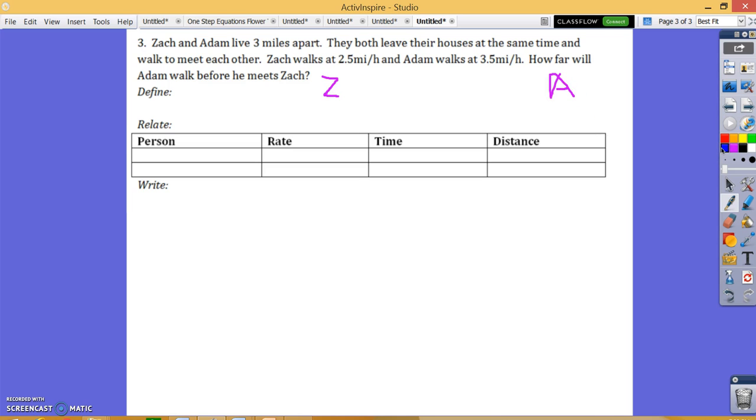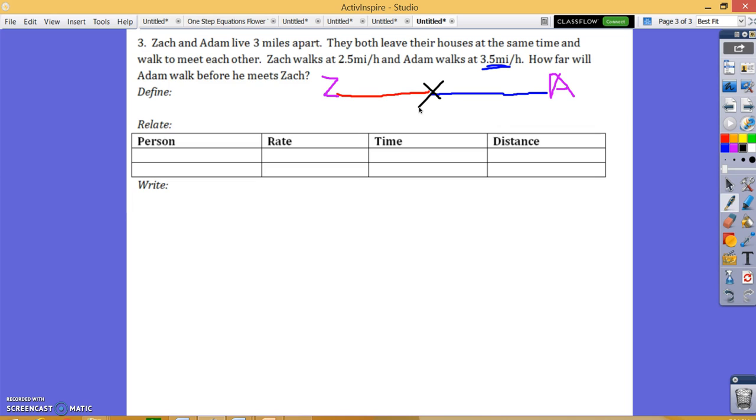And they're going to meet somewhere. They're not going to meet directly in the middle, though, because they're leaving at the exact same time. And Adam's walking faster. So Adam's going to get a little more than halfway. And then Zach is going to meet wherever they happen to meet, like right here, where their paths would cross. So this still is an opposite direction problem. They're going, opposite directions are going towards each other.